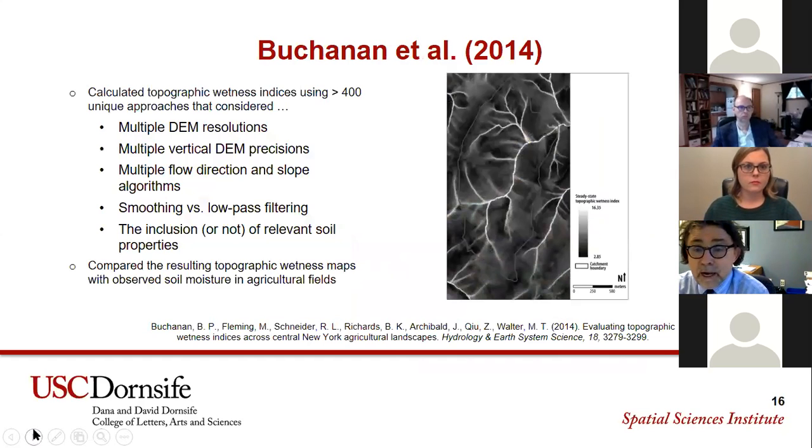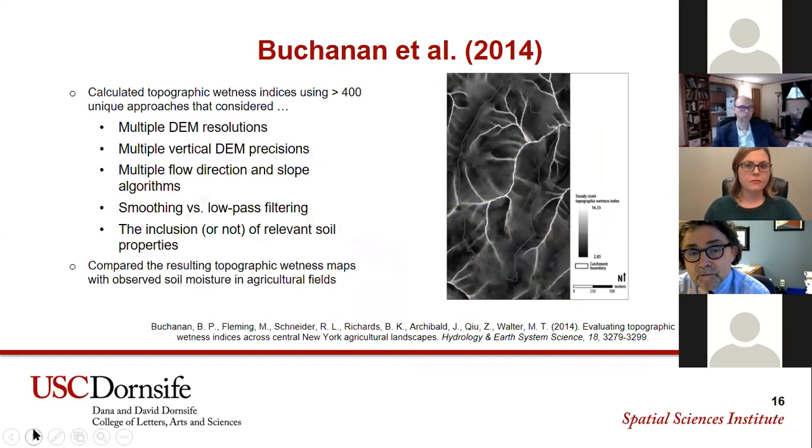So, but here's a sense of how challenging it might be. Here's a picture of the steady state topographic wetness index for a catchment in Montana that's featured in my book. And here's a description of some fantastic work by Buchanan and his colleagues that was published in 2014 for some landscapes in New York, agricultural landscapes.